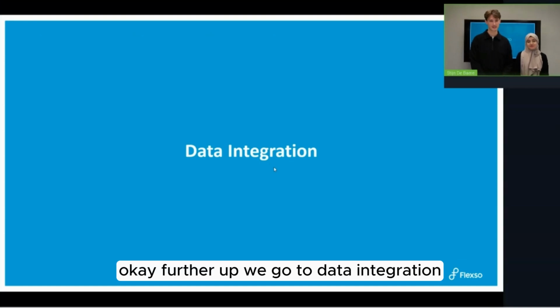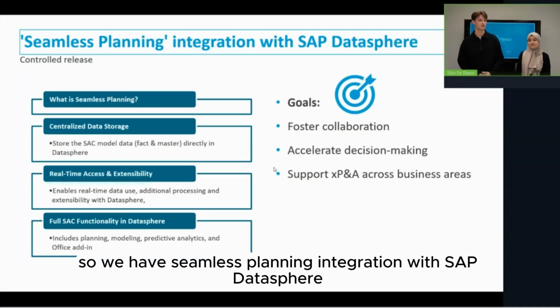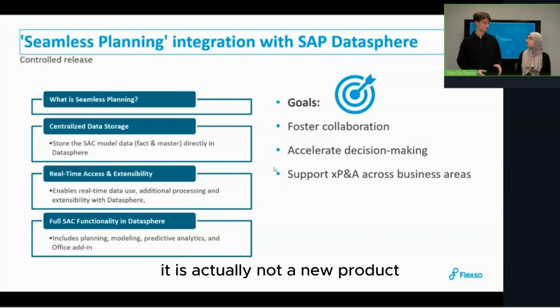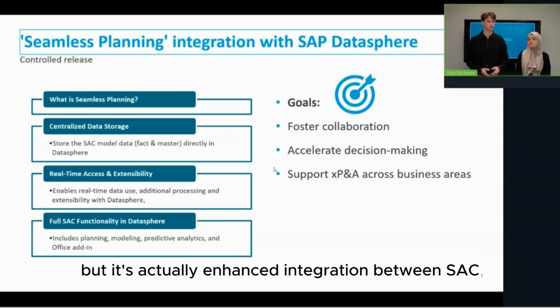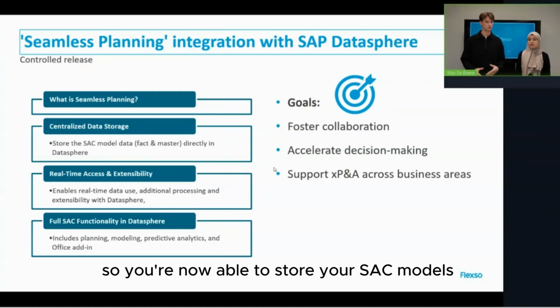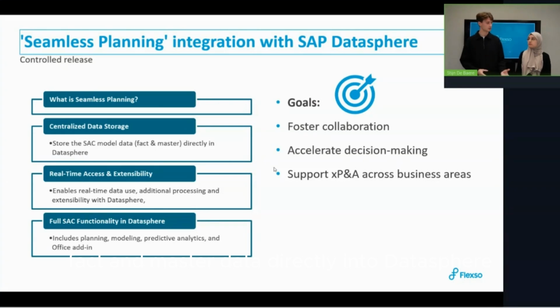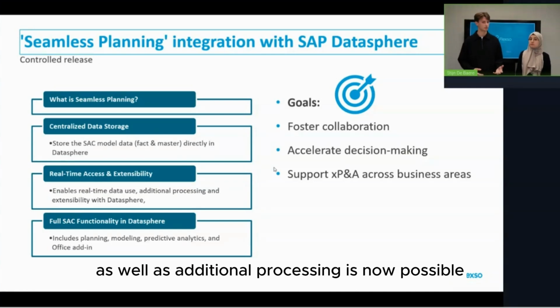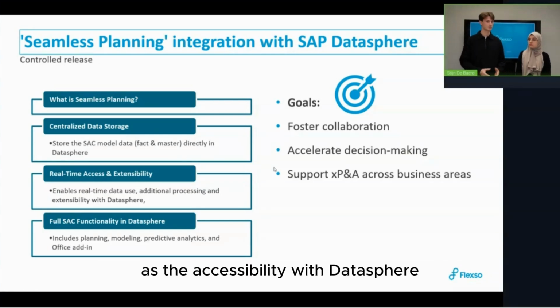Okay, further up we go to data integration. So we have seamless planning integration with SAP Datasphere. So what is seamless planning? It is actually not a new product, but an enhanced integration between SAC and Datasphere. So you're now able to store your SAC models, fact and master data directly into Datasphere. So it enables real-time data use, as well as additional processing, which is now possible with the accessibility of Datasphere.